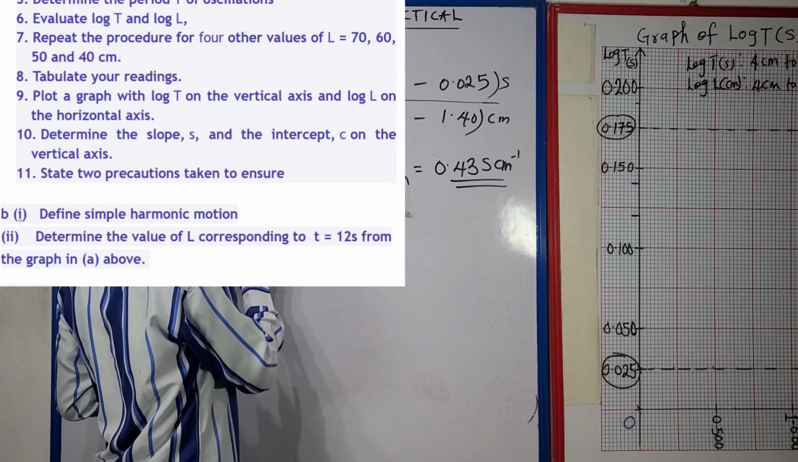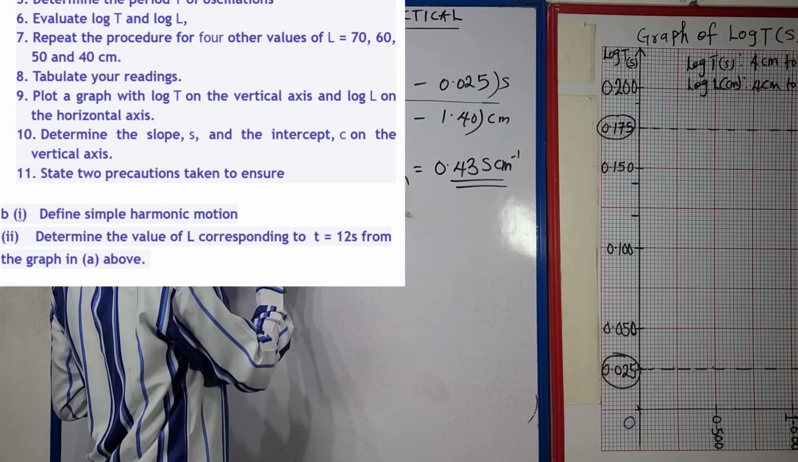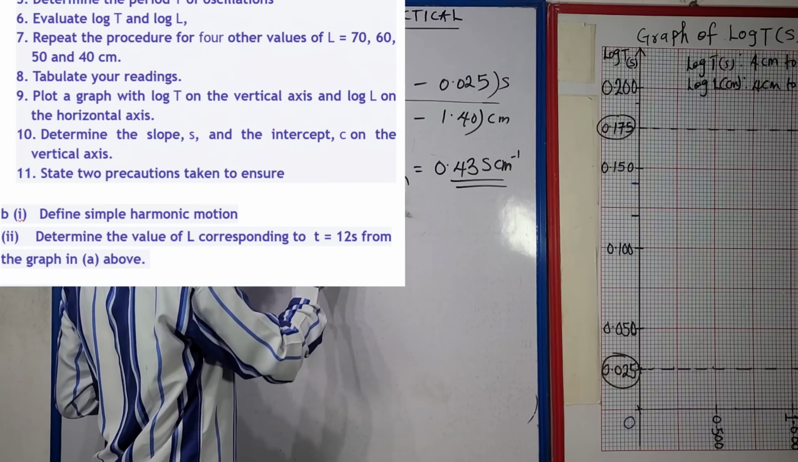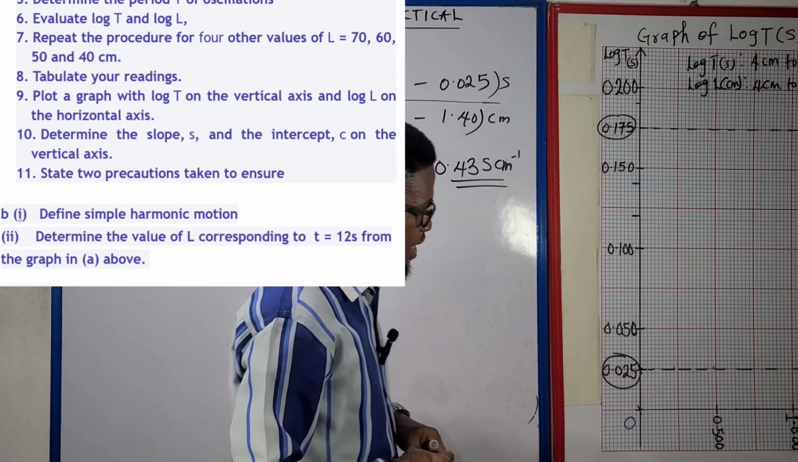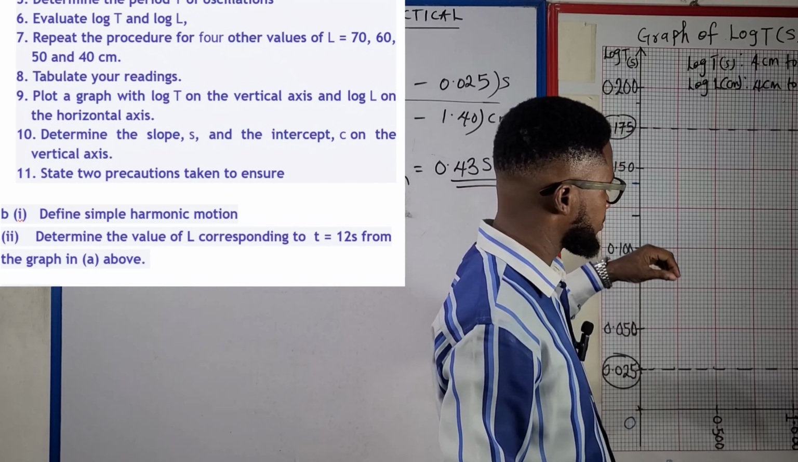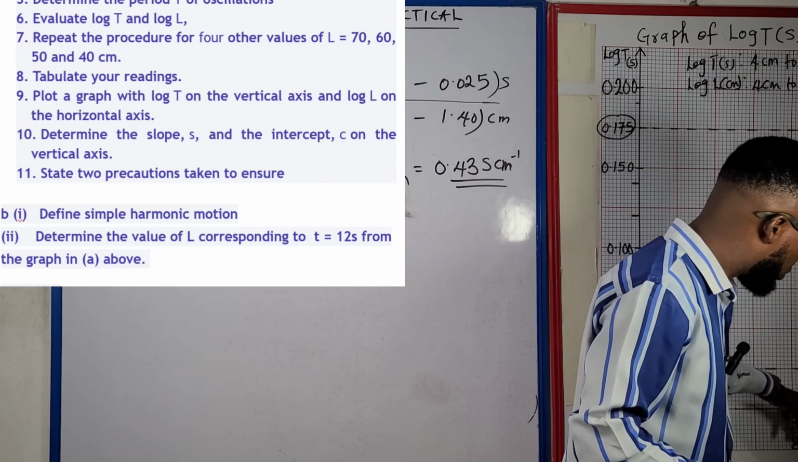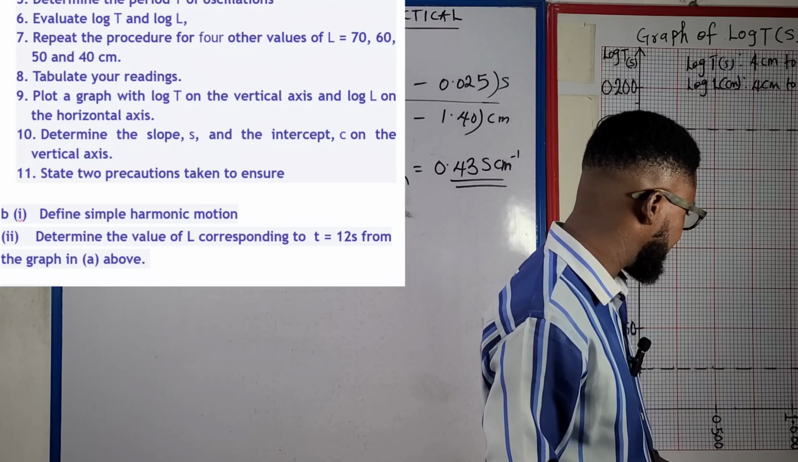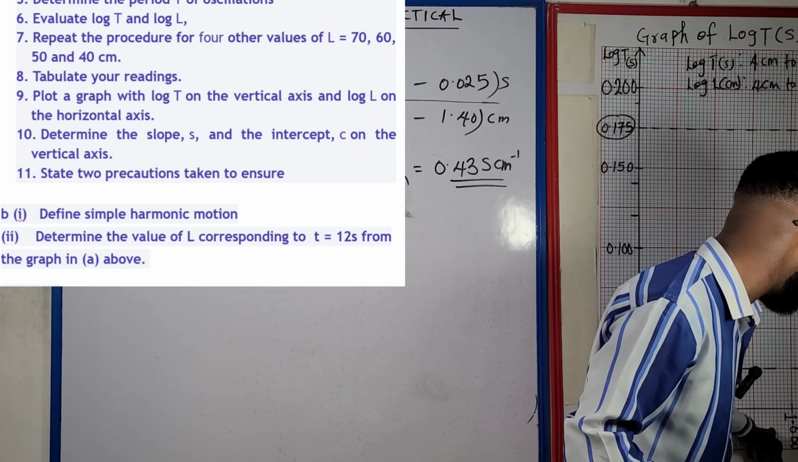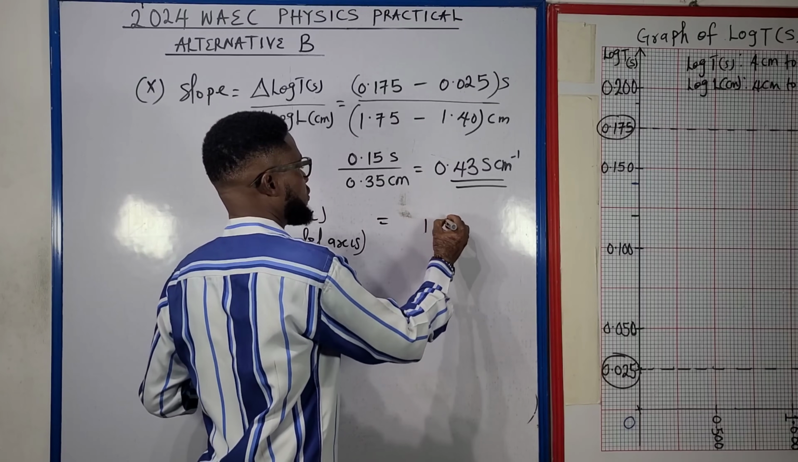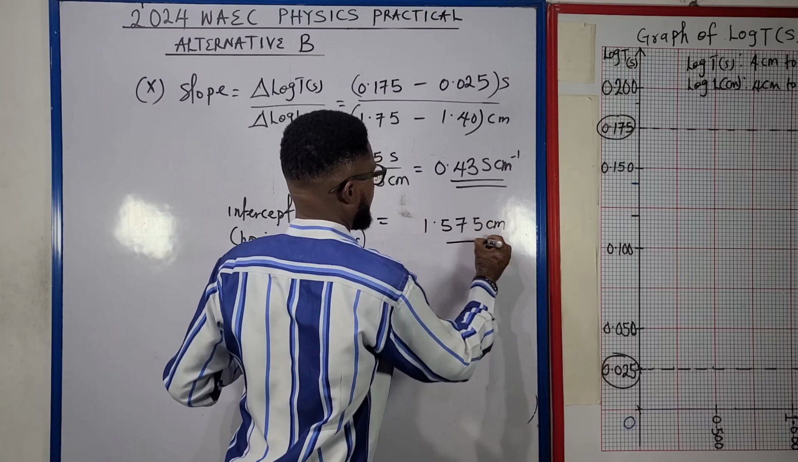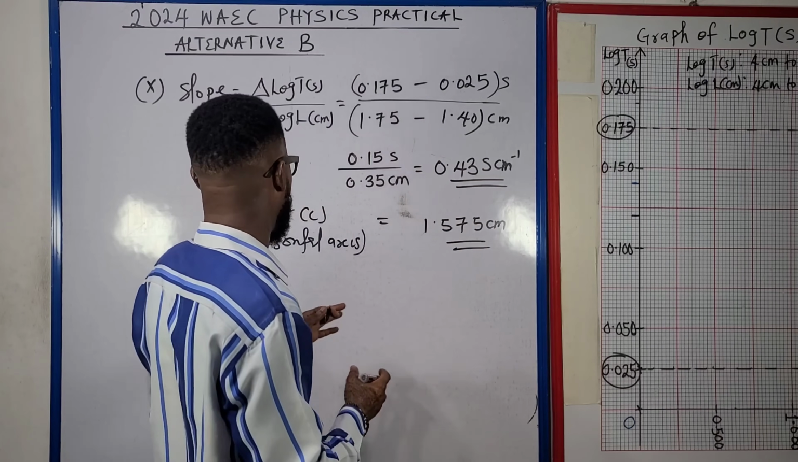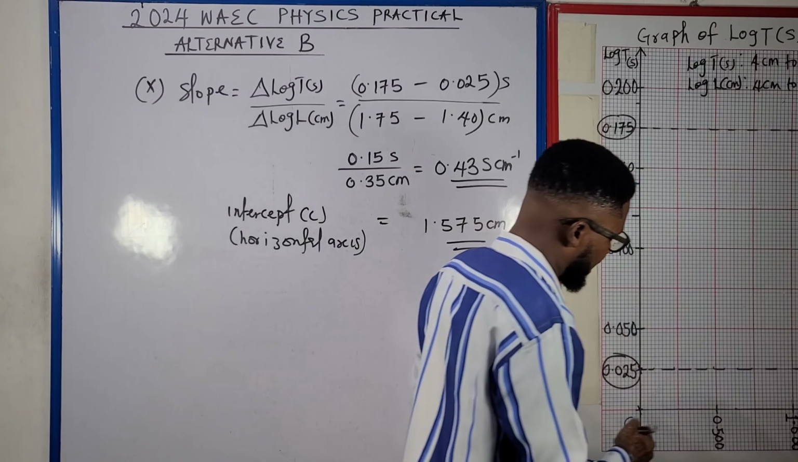the intercept C on the horizontal axis here talks about where the graph touches the horizontal axis. And looking at this, that is 1.575 centimeters. That is exactly what we have on the graph. That is where we have the intercept C.